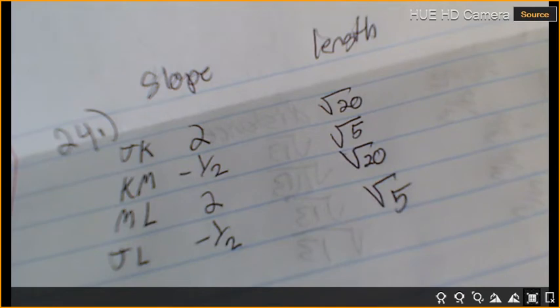Opposite sides are equal. Opposite sides should have the same slope. Okay, opposite sides are equal. Opposite sides are the same slope. So I know right now this has to be a parallelogram.